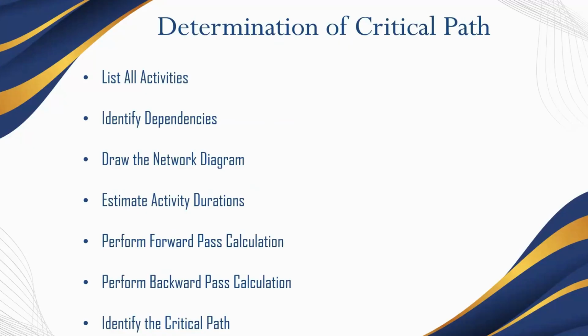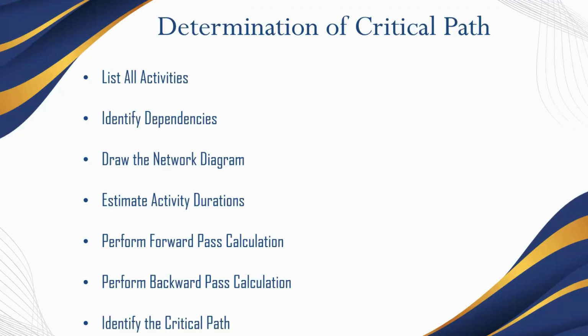Determination of the critical path. List all activities. First of all, one should identify all the activities needed to perform the entire project. A unique identifier should mark each of them. Identify dependency: define the dependency between the activities, determining which activities can only occur if others are carried out before them.